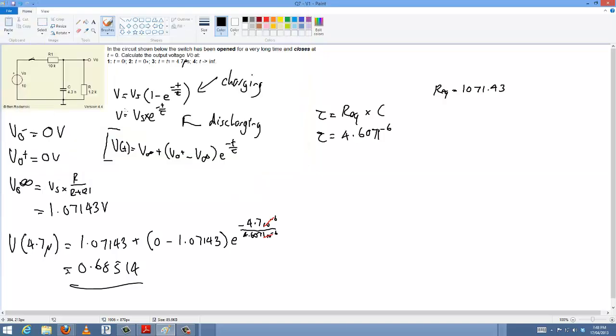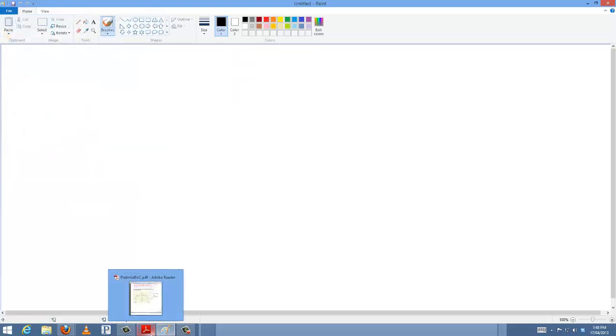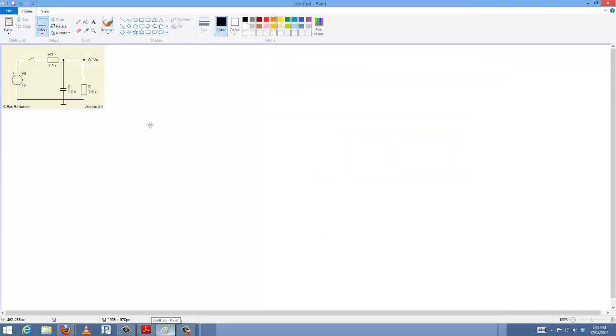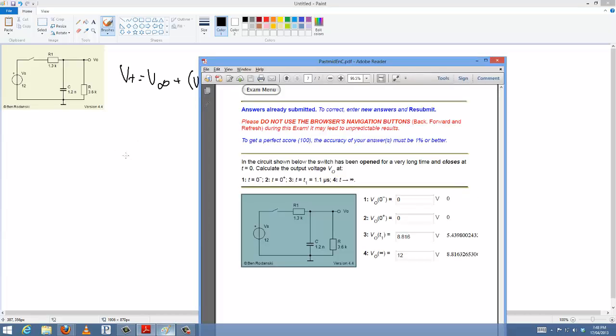Q7, P1. Lucky last. It's always good to put down your equations. We'll just have it here. VT equals V infinity plus V0 plus minus V infinity e to the negative t on tau. Okay, same deal. Let me just copy this.